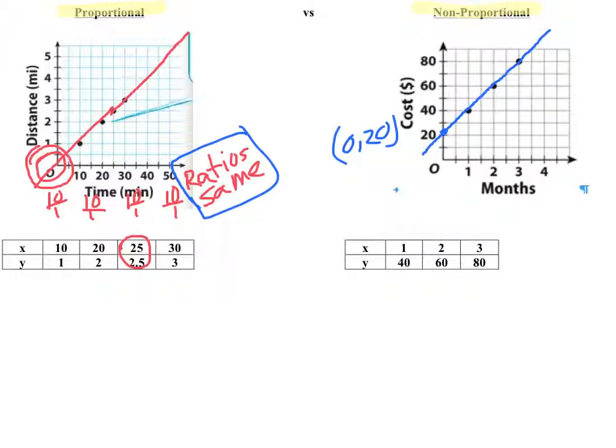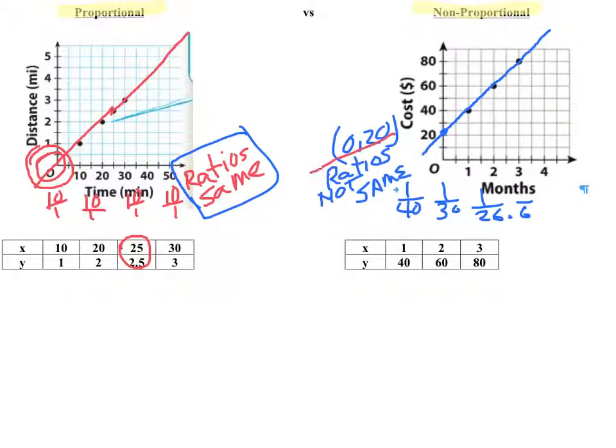Check out the ratios on the non-proportional graph. We're listing them x over y, which would be 1 over 40, 1 over 30, and 1 over 26.6 repeating. They're all different. And so it is that in a non-proportional graph, the ratios will not all be the same.